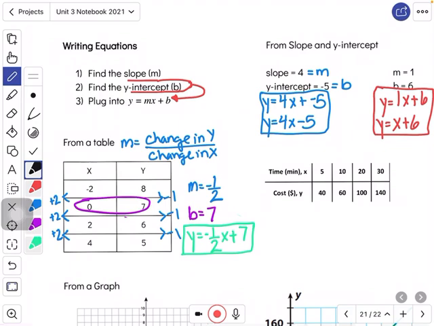Here, if you don't like the horizontal table, you can make it vertical. I'm going to leave a space because I look in my x column, I don't see 0, so I'm going to have to work backwards.